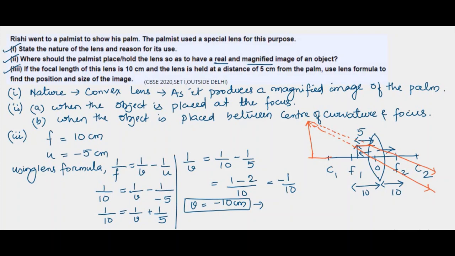And what kind of image it will be? It will be a magnified, virtual and erect image. Okay, formed on the same side. Now we have to find out the size of the image. Position we found out, now we have to find out the size of the image. So for that we have to use the magnification formula. So magnification is height of the image by height of the object, which is also image distance by object distance, that is minus 10 by minus 5, which is 2.